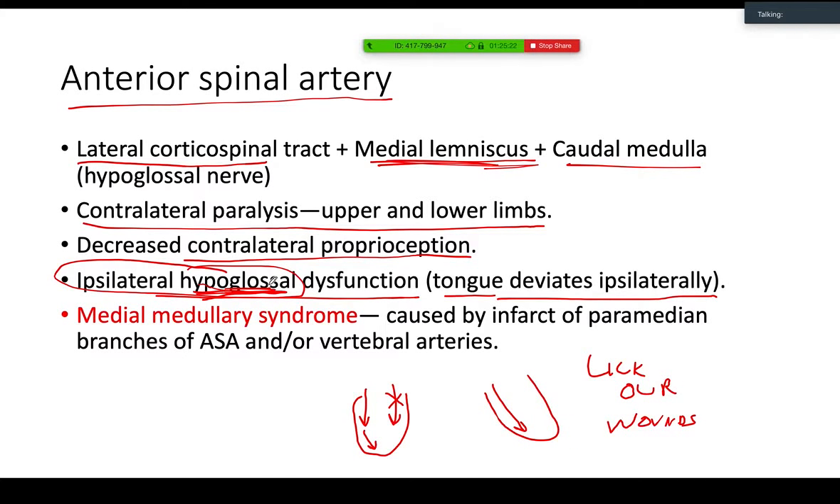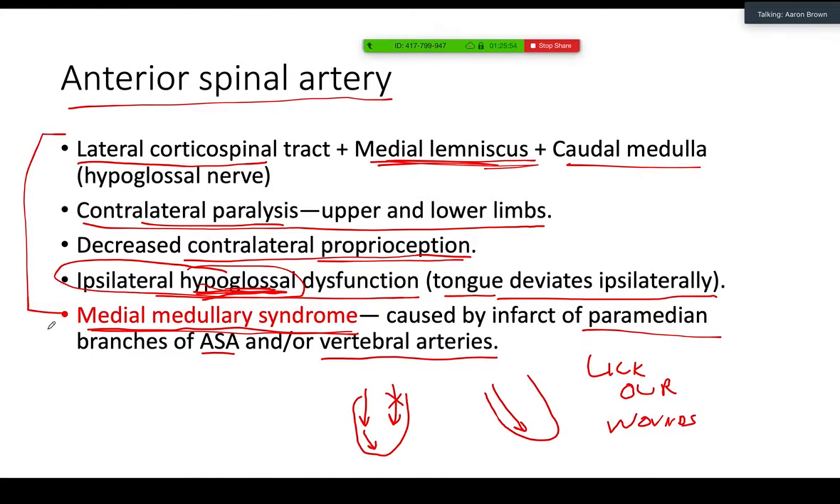Okay? And so here we can talk about our medial medullary syndrome. This is an infarct of the paramedian branches of the anterior spinal artery and or the vertebral arteries. Okay? So those all supply the middle part of our medulla. And so medial medullary syndrome, look for all of these factors together. Look for a tongue deviation, loss of proprioception, contralateral paralysis. Okay? This is a pretty straightforward and simple one. This one I would not say is terribly high yield. You won't get many questions on medial medullary syndrome.